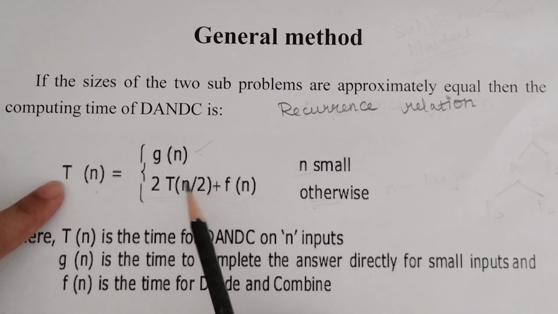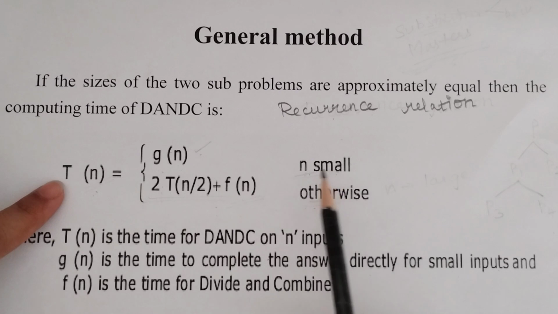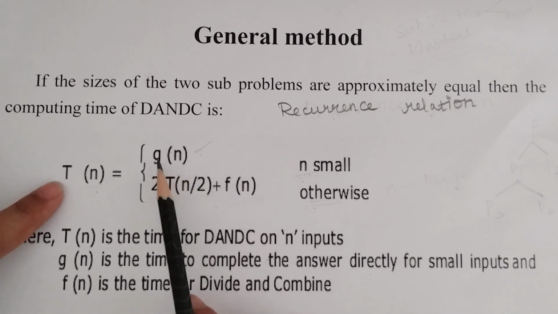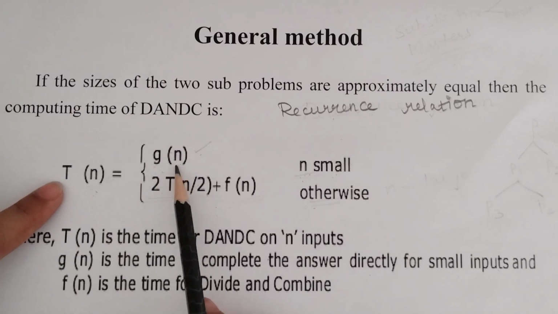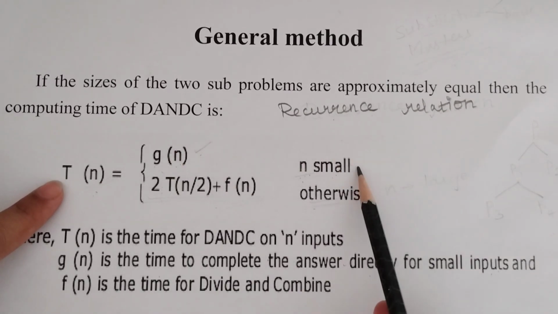Here there are two cases you can see. In the first case, if the value of n is small, that is if the problem is of smaller size, then directly we are going to find the solution for that problem. The time taken to find the solution for that smaller problem is given as g of n. So here g of n is the function which indicates the time to complete the answer directly for smaller inputs, right? What if the input is larger?